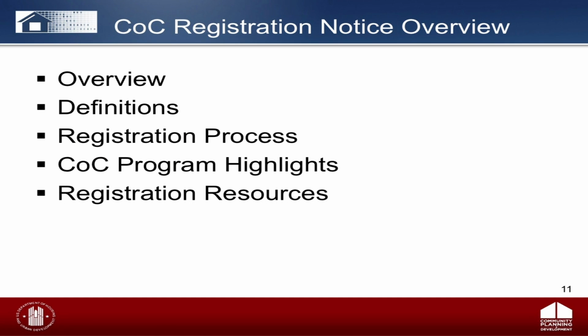It basically follows a similar format as in previous years, but as I mentioned, the new terms that are present throughout the notice will be in caps to draw your attention to those. And in addition, we also have citations provided in the rule so you can easily access the information in the COC program interim rule. So there are 5 main sections to the registration notice. The first is the overview, which provides an overview of the registration process as well as some of the expectations for the competition to come.